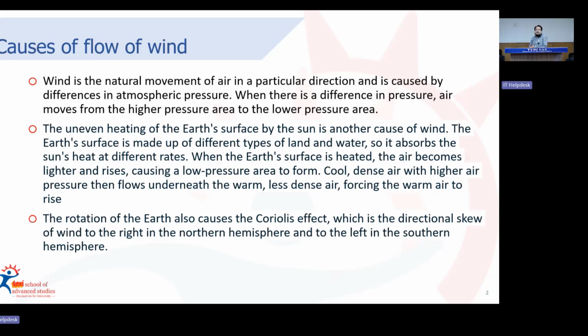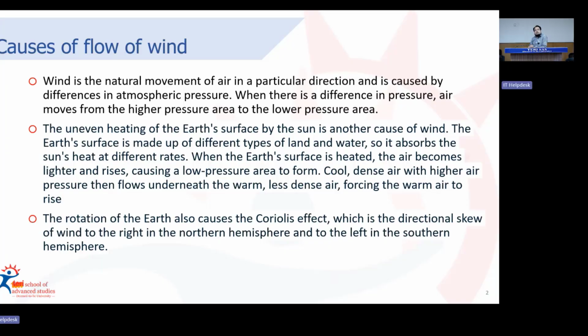Because the Earth's surface is made up of different types of land and water, it absorbs the sun's heat at different rates. When the Earth's surface is heated, the air becomes lighter and rises above, causing a low pressure area to form. Cool, dense air with high air pressure then flows underneath the warm, less dense air, forcing the warm air to rise. These two are the fundamental phenomena which cause the flow of wind.